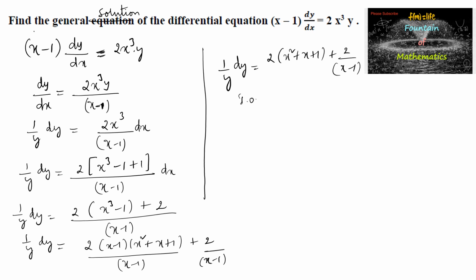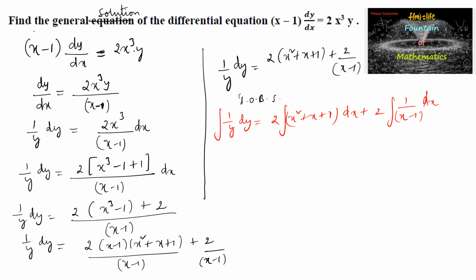Now integrating on both the sides. So we have 1 upon y dy is equal to 2 times integral of x square plus x plus 1 dx plus 2 times integral of 1 upon x minus 1 dx. So integration of 1 upon y is log mod of y. Log mod y is equal to 2 times of integration of x square, which is x power 3 by 3, plus 2x square by 2, plus integration of 1 dx is x, and 2 log mod of x minus 1 plus c.